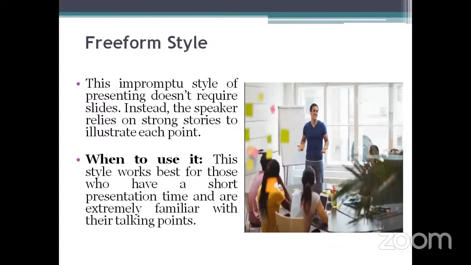The second style is what we call the free form style. This is an impromptu style which doesn't require any slides. Instead, the speaker relies on strong stories to express their points. This style generally works best for those who have a very short presentation time. If you are given a very short presentation time but you are extremely familiar with what you're talking about, this is the style we can adopt.